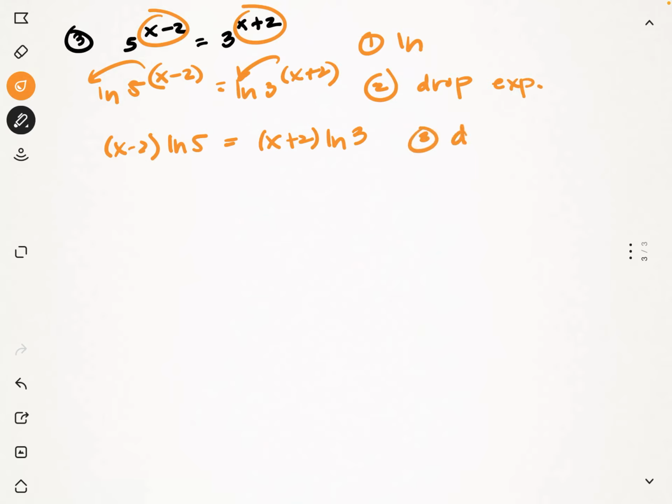We're going to distribute here, right? Because we could divide the ln 5, we could divide the ln 3, but we'd still be in a weird situation because we have x's on both sides still, and we have multiplications there. It's going to be like a clump of things that's not very nice to deal with right now. So we're going to distribute.